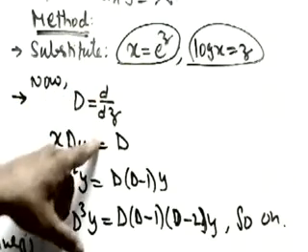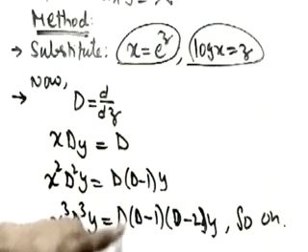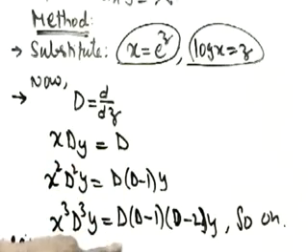Now this d changes from dy by dx to d by dz. Here this is d by dx, but here d means d by dz. Means we are changing the question from d by dx to d by dz, dy by dx to dy by dz.